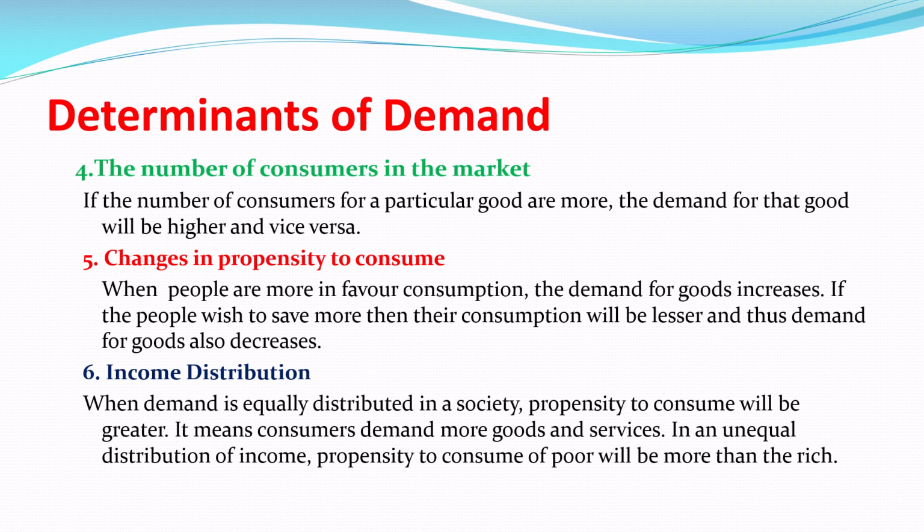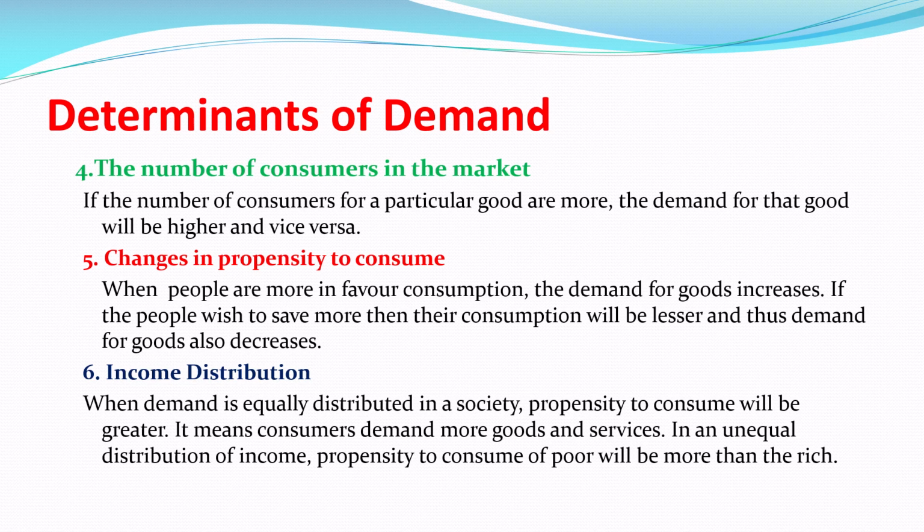Fourth one, the number of consumers in the market. If the number of consumers for a particular good is more, the demand for that good will be higher and vice versa. Next one, changes in propensity to consume. When people are more in favor of consumption, the demand for goods increases. If the people wish to save more, then their consumption will be lesser and thus demand for goods also decreases.